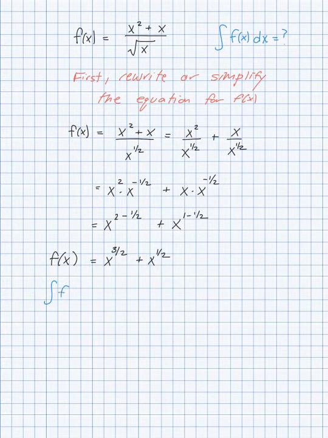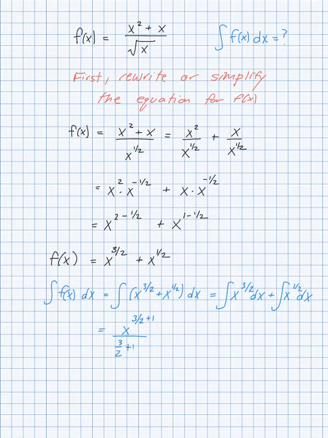Now, to integrate f of x with respect to x, I'm integrating x to the 3 over 2 plus x to the 1/2 dx. And this is the same as integrating x to the 3 over 2 dx plus the integral of x to the 1/2 dx. And for each of these terms, we can apply the power rule. So the integral of x to the 3 over 2 is x to the 3 over 2 plus 1 divided by 3 over 2 plus 1 plus some constant of integration.